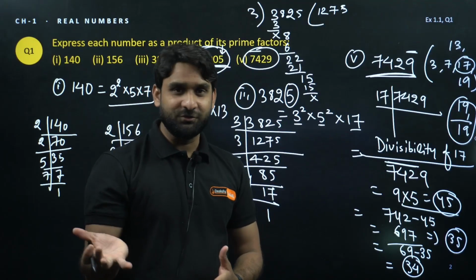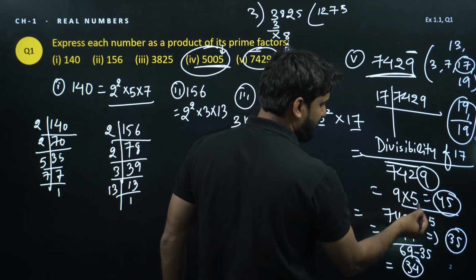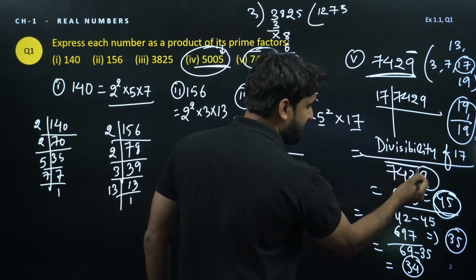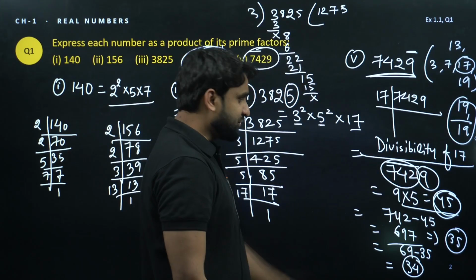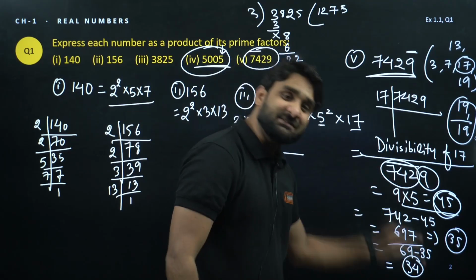I hope you have understood what I did here. I multiplied 9 by 5, so we are getting 45. Now subtract 45 from these 3 digits. So 742 minus 45 is 697. Now apply the same procedure.